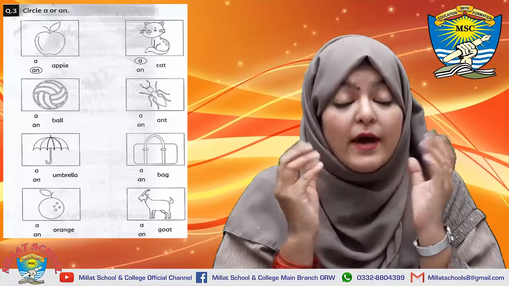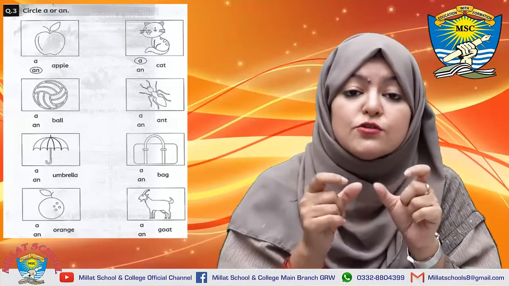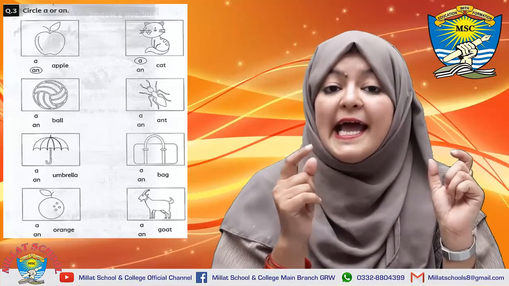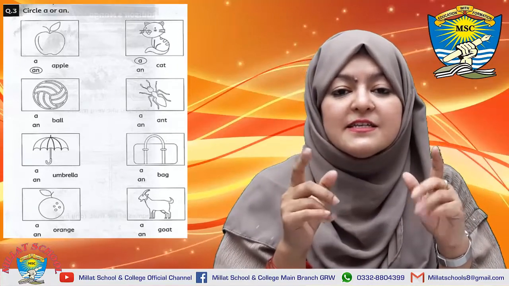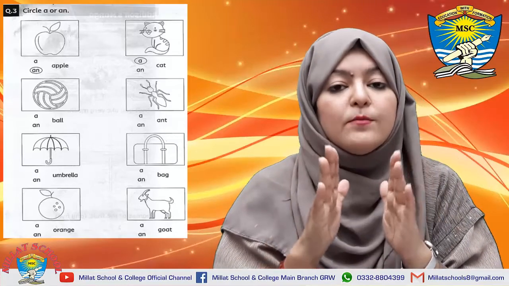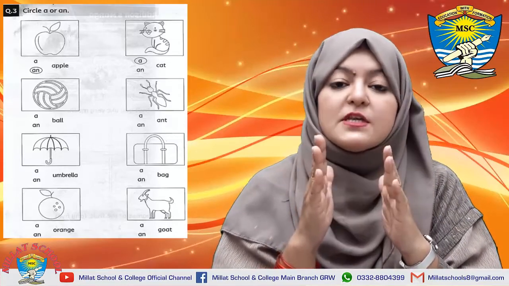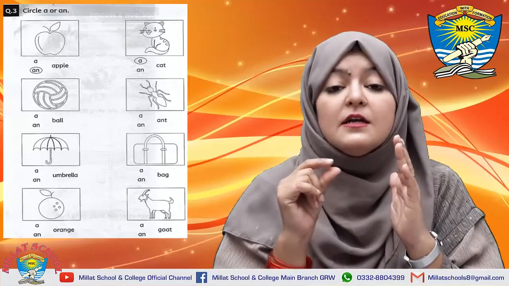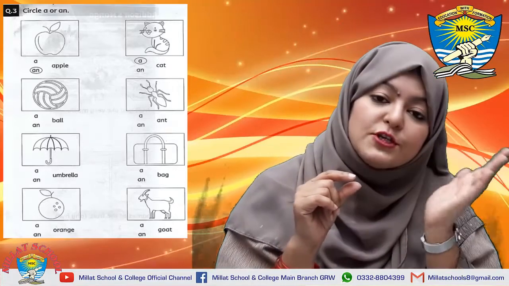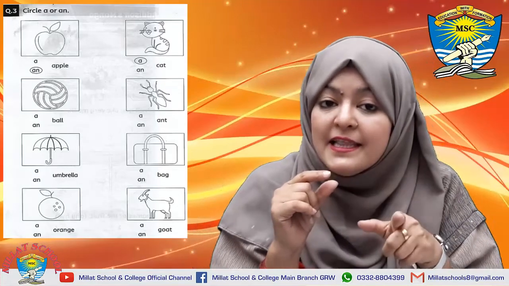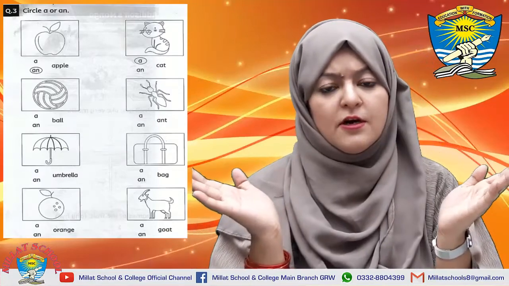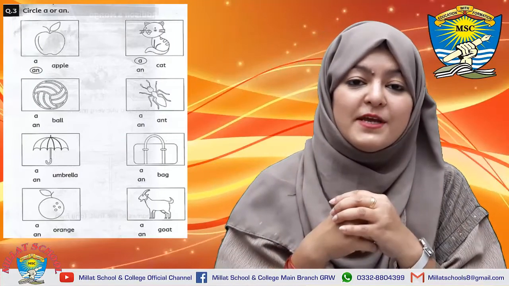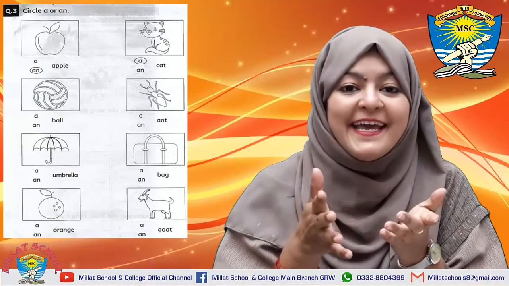Yes, and whenever any letter used to start from a vowel letter we used to add n before it. Yes, whenever any noun, any word, naming word or object, its first letter is a vowel letter, then what will we add at its beginning? We will add N. But on the other hand, when its first letter is a consonant, then we will add A at its beginning.